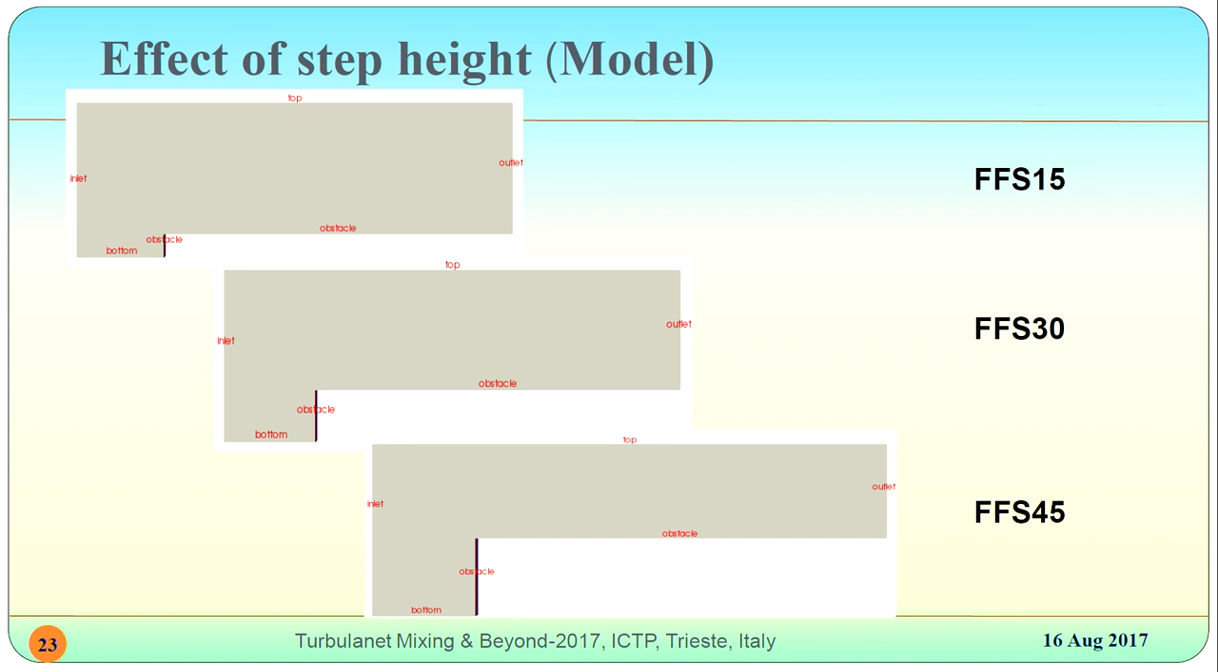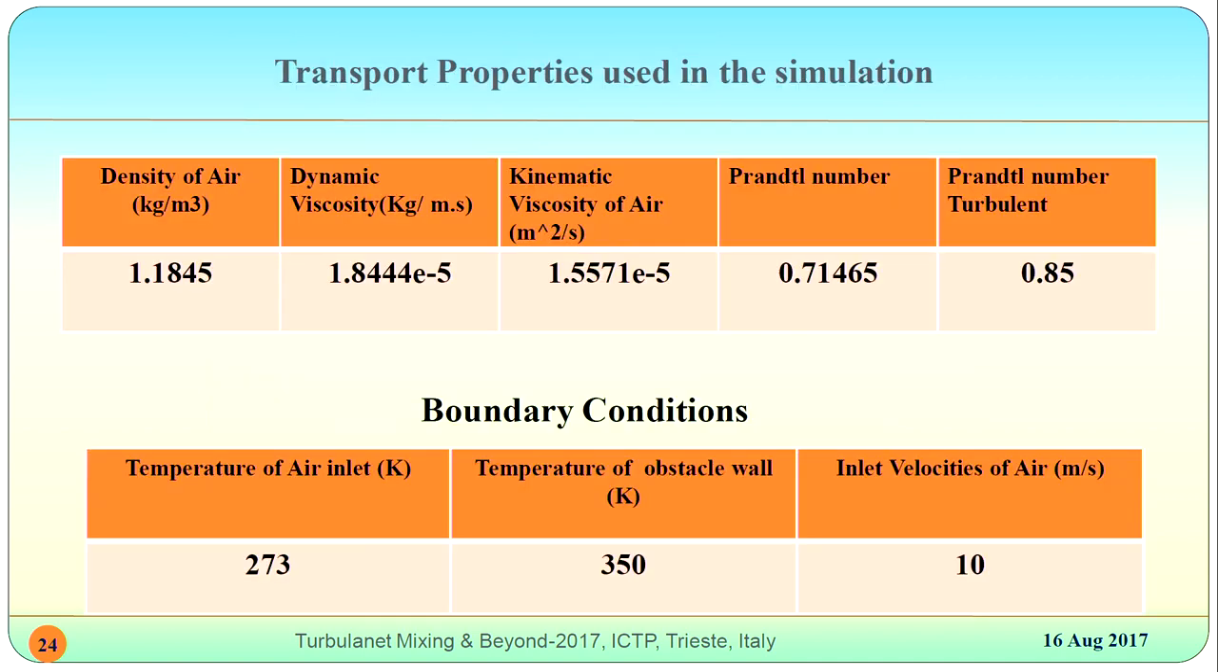The first one we are studying is the step height. So this is 15%, this 30%, this 45% of the channel width. So what happens with that, and then we try with different turbulence models and see how things are behaving, that is the objective. So going to the first one, this is the input parameter which has been used for this case: the inlet temperature, and the wall temperature at the bottom has been kept at this, and the velocity has been kept corresponding to a Reynolds number of 5000.